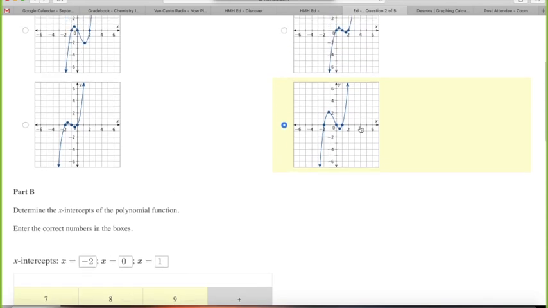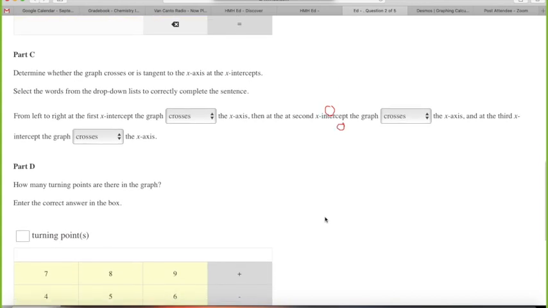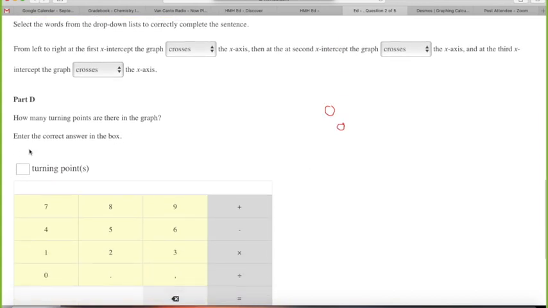We've got a turning point here and a turning point here. So remember, a turning point is anywhere where the graph either goes from increasing to decreasing or decreasing to increasing, otherwise known as anytime it changes directions. So there's 2.